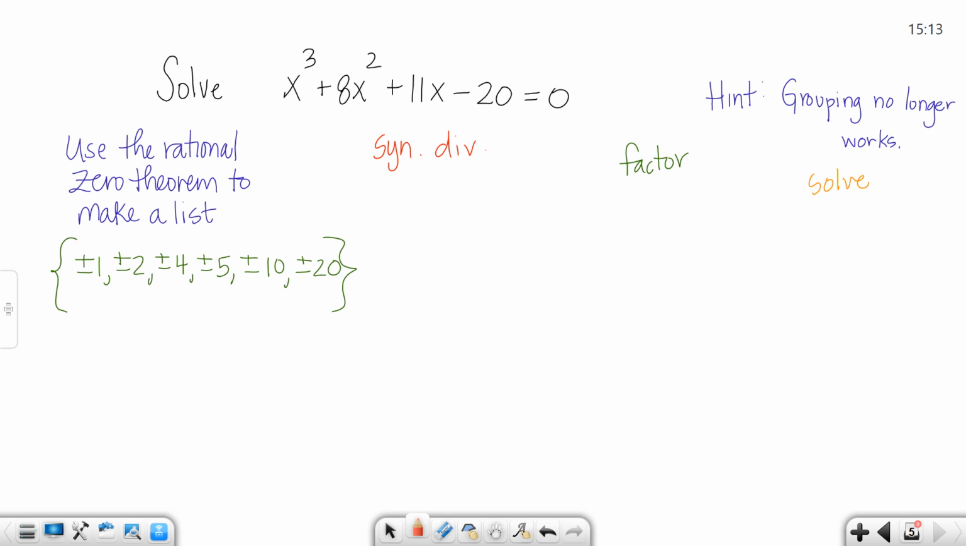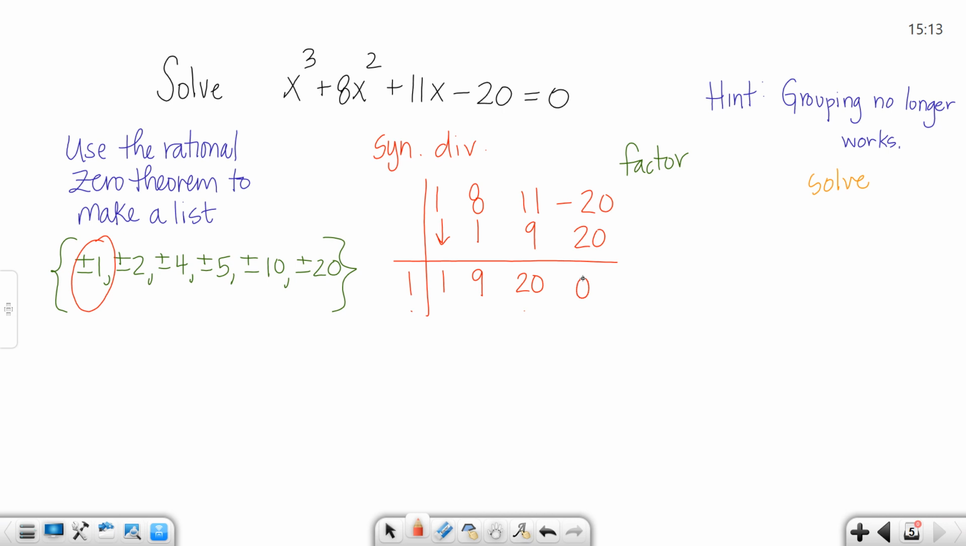Okay, I'm going to start with the number 1. My polynomial is 1x cubed, 8x squared, 11x minus 20. I'm just going to start with the first number in my list, which is 1. Here's where I'm starting. If it doesn't work, I'll keep going down the list. Multiply, add. Multiply, add. 1 times 20 is 20, add. I got it on the first try. Great. My remainder is 0.